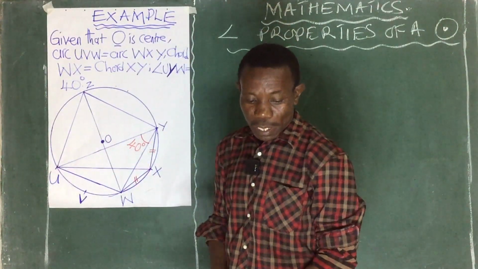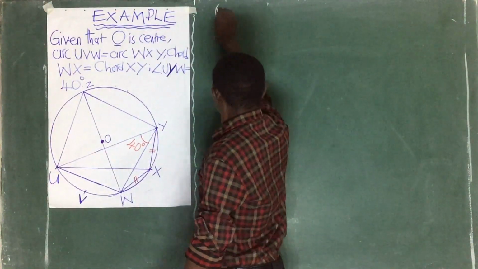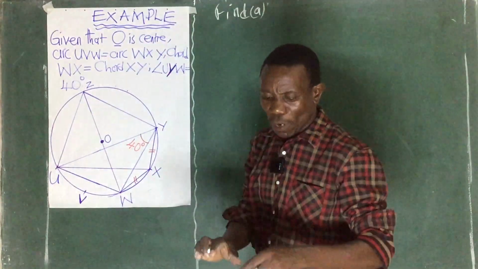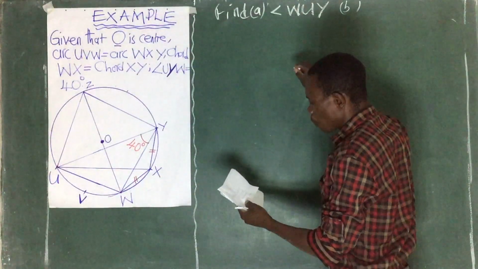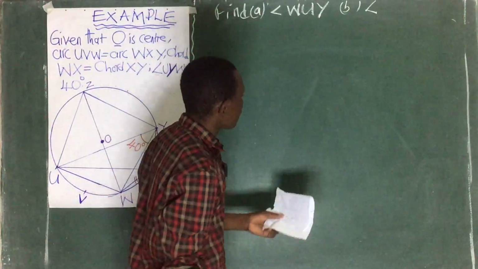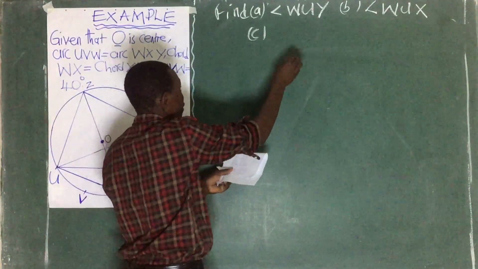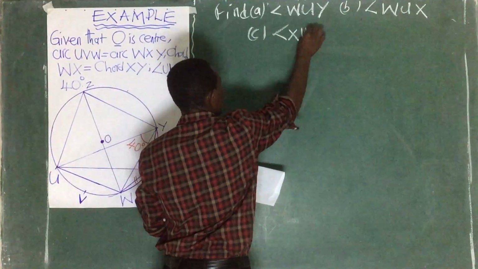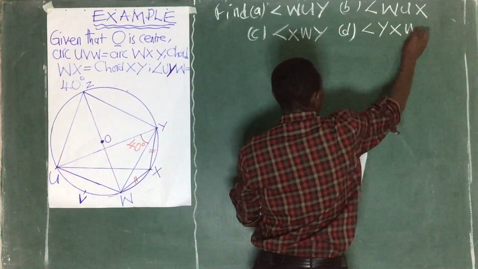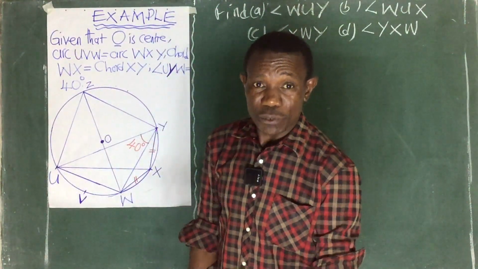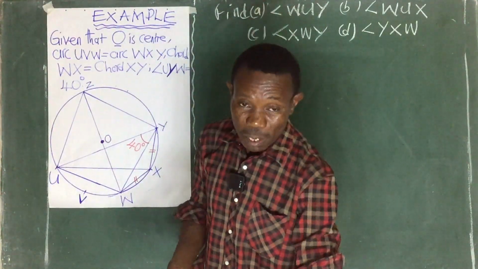Now, what are the questions? Here we are asked to find the value of the following. One, we are asked to find the value of angle WUY. B, we need to find the value of angle WUX. C, find the value of angle XWY. And lastly, D, we are going to find the value of angle YXW.